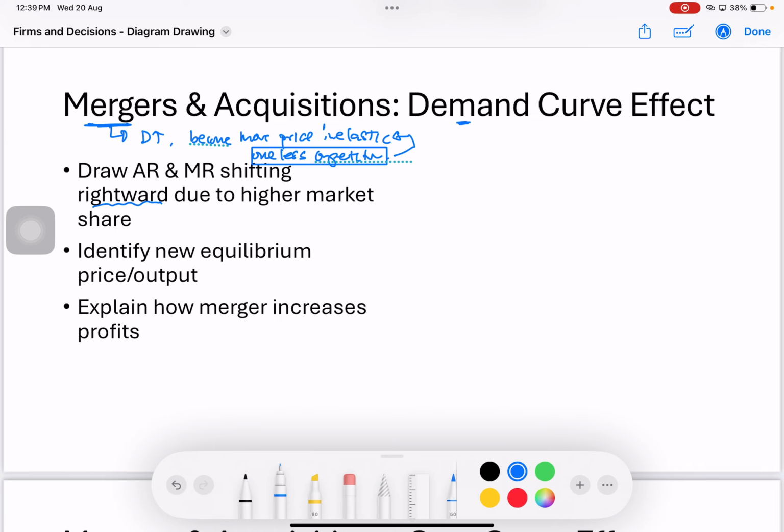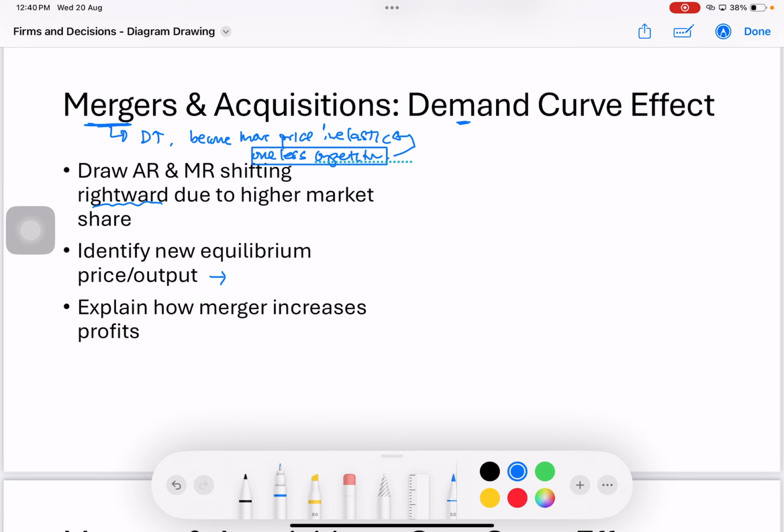Because you merge or you actually buy another company, you have one less competitor, therefore your demand really increases but becomes less price elastic. So on your own, you need to go back and practice drawing the diagram such that, let me tell you what you need to show. Because it is not easy, even though you anyhow draw.